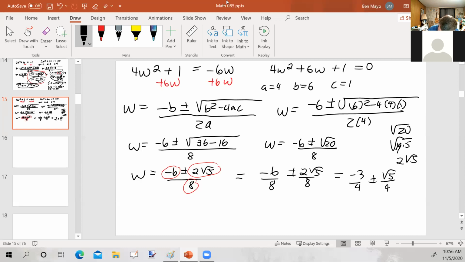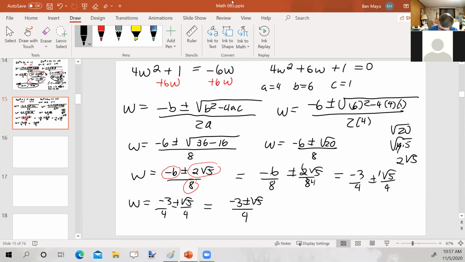Now, what happened to the 2? The 2 over 8 reduced to 1 over 4, and I don't really need the implied 1 out in front. So what I've got here is W equals -3/4 plus or minus the square root of 5 over 4. You could even go back now and rewrite it as -3 plus or minus the square root of 5 over 4, since they've got the same denominator.